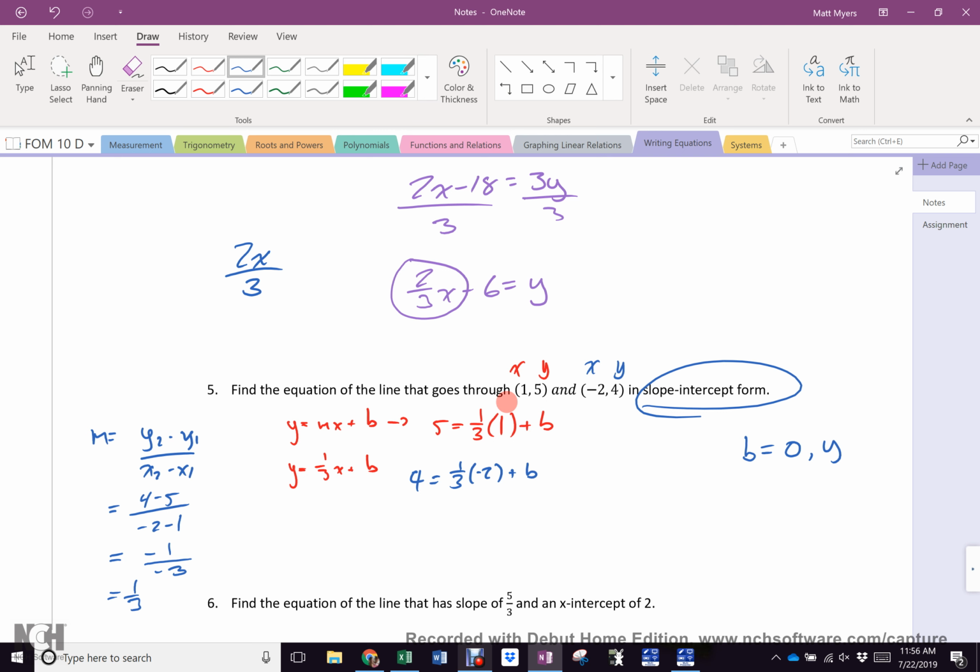Is everybody cool? Now, if I finish this off, of course, in red, bring the 1/3 over. 4 and 2/3 equals b. If I bring over, this becomes negative 2/3. When I bring negative 2/3 over, it becomes positive, and I get 4 and 2/3 equals b again. So it's y equals 1/3 x plus 4 and 2/3. What else will I accept there? Of course, that is also 14/3. Everybody cool?